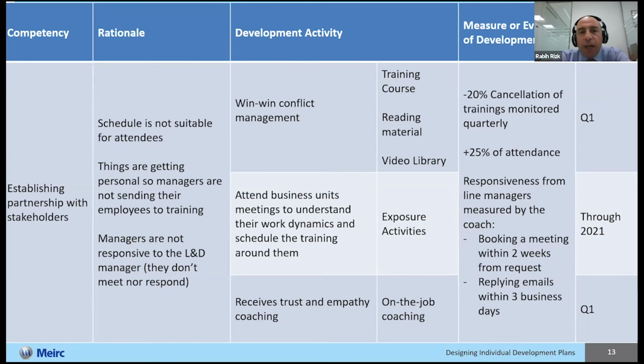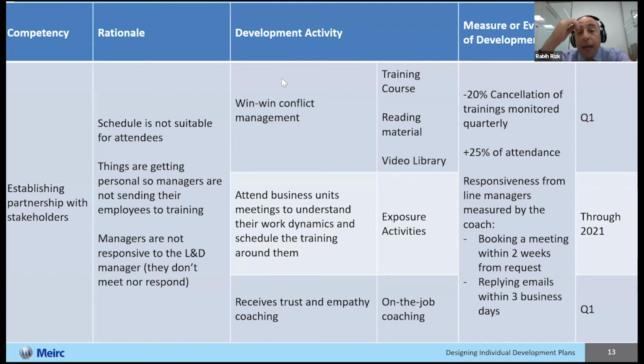And if you're lucky enough to have a formal coaching and mentoring program established in your organization, then this would be very easy. And as a result, we need a measure or an evidence of development to make sure that the IDP has been successfully implemented. What we would like to see by the end of 2021 is a decrease of 20% in cancellation of trainings, monitored quarterly. So we will monitor this number quarterly in order to make sure that whatever kind of conflict management behaviors are used towards resolving such scheduling conflicts.